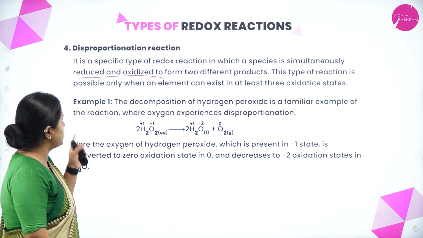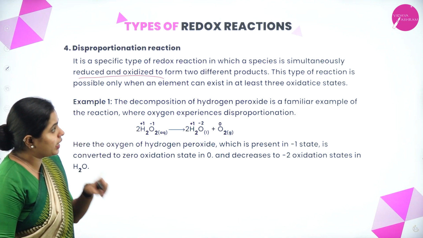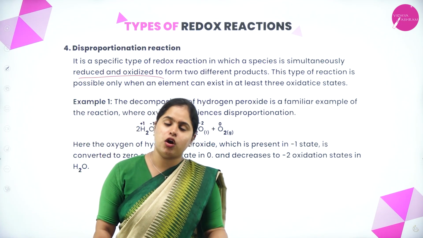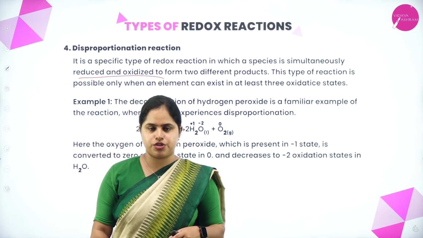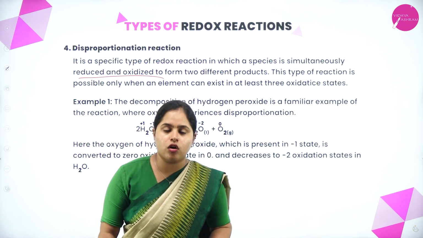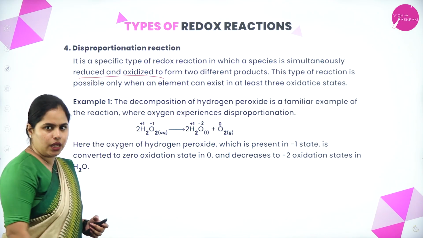This type of reaction is possible only when an element can exist in at least 3 oxidation states. So that element must have a minimum of 3 oxidation states. Then only it can get oxidized as well as reduced, right? So only such elements which have 3 or more oxidation states can undergo a disproportionation reaction. So let's take an example and understand.